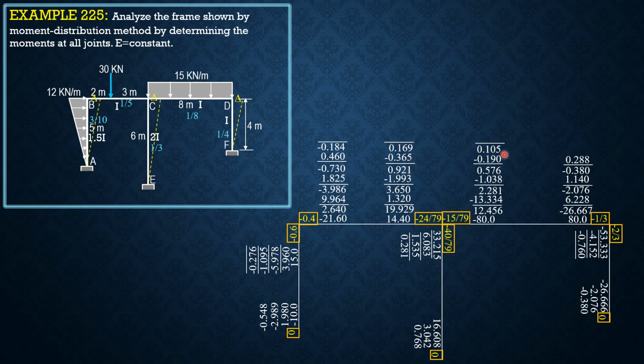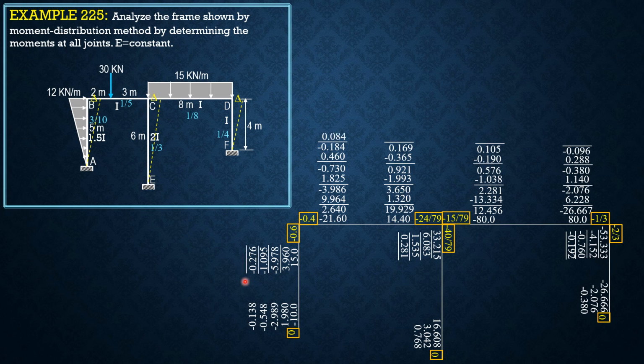Quantity negative 0.092 minus 0.048, close, times negative 24 over 79, 0.043, lock, final lock. Then same quantity times negative 15 over 79, 0.027, lock, final lock. Then same quantity times negative 40 over 79, 0.071, lock, final lock. 0.052 times negative 1/3, negative 0.017, lock. 0.052 times negative 2/3, negative 0.035, lock, final lock.